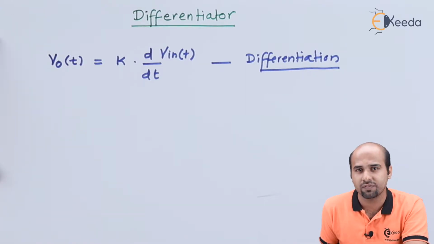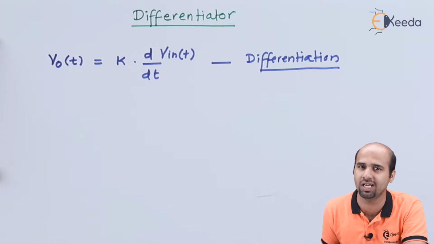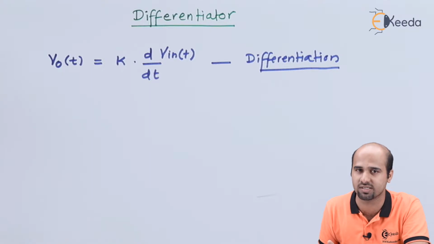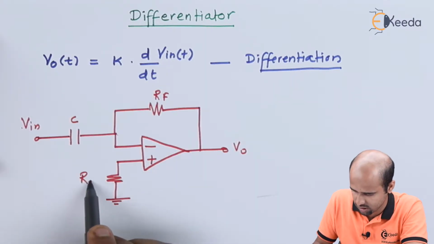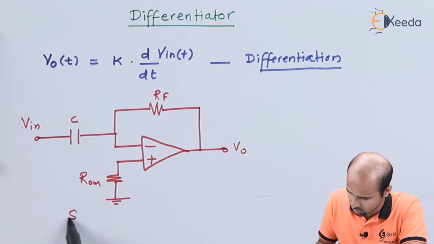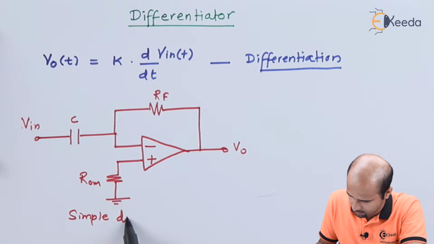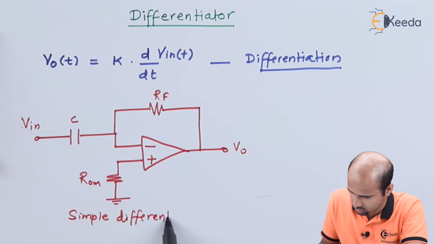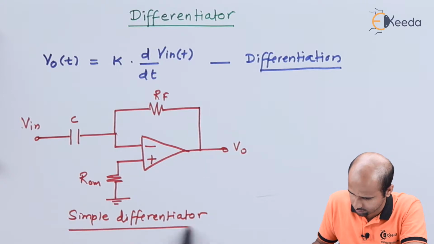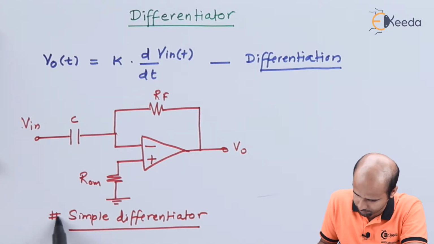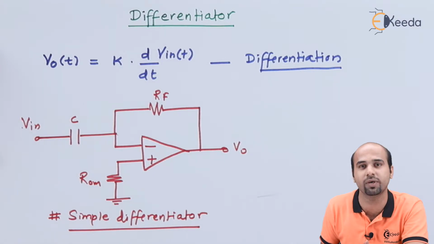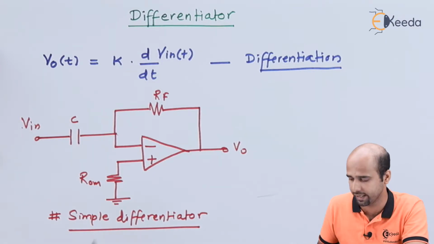In the integrator circuit, we placed a capacitor in the feedback instead of resistance RF. Here we will place the capacitor in the input path, and in the feedback we will place the resistance RF. We are just swapping the placement of resistance R and capacitor C. Negative, positive, this is the ROM, and this is how the simple differentiator looks.